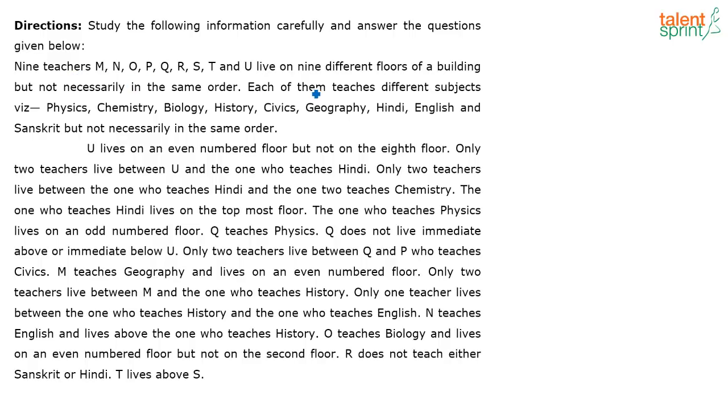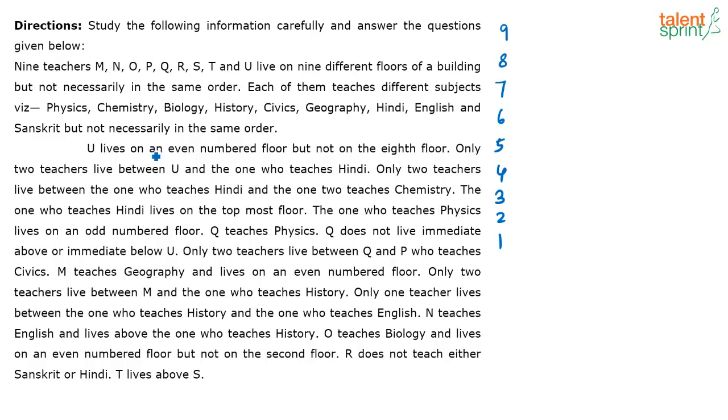9 teachers are living on different floors of a building, not necessarily in the same order. Each of them teaches the following subjects, but not necessarily in the same order. Now it is given that you lives on an even numbered floor, but not on the 8th floor. So first I am going to make the arrangement here. There are totally 9 floors, correct? So the topmost floor is 9, 8, 7, 6, 5, 4, 3, 2, 1. So these are the floors that are there.